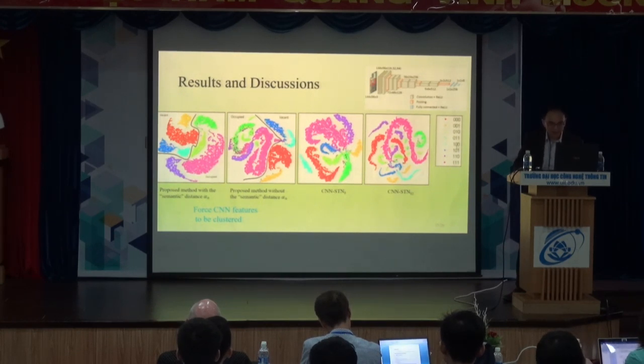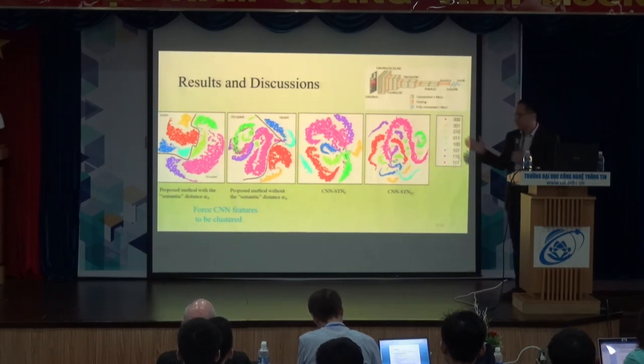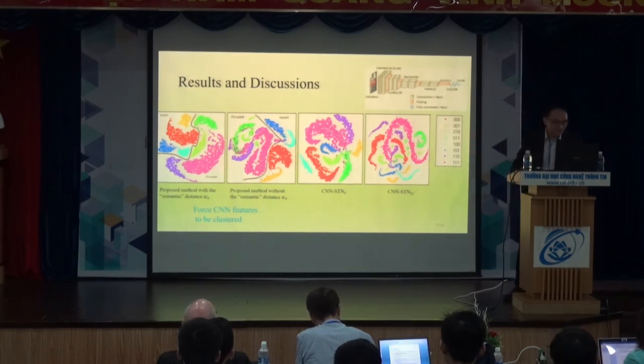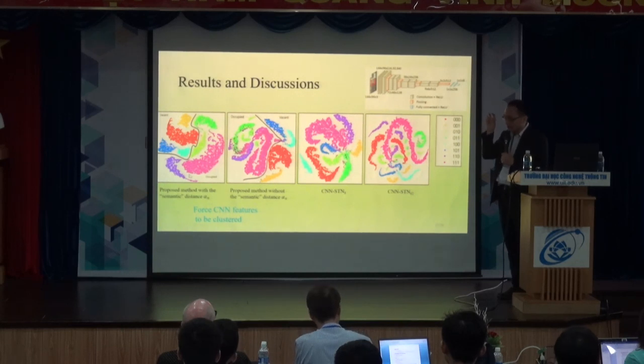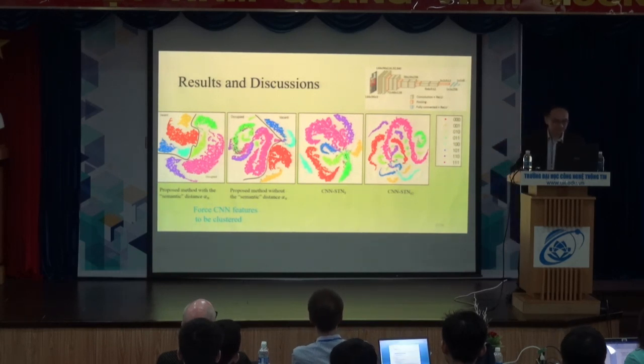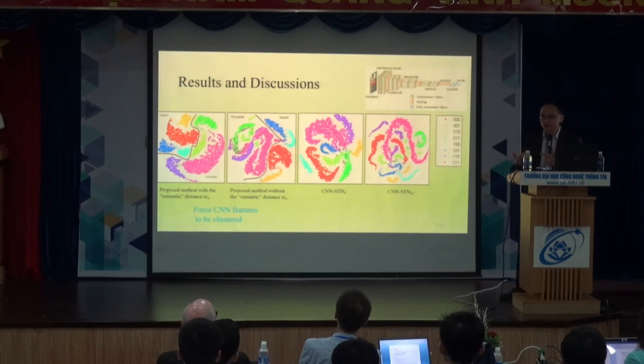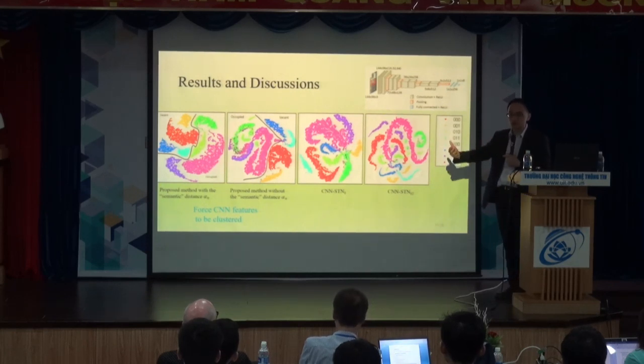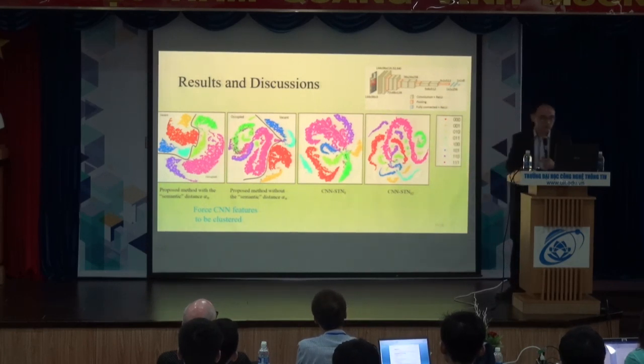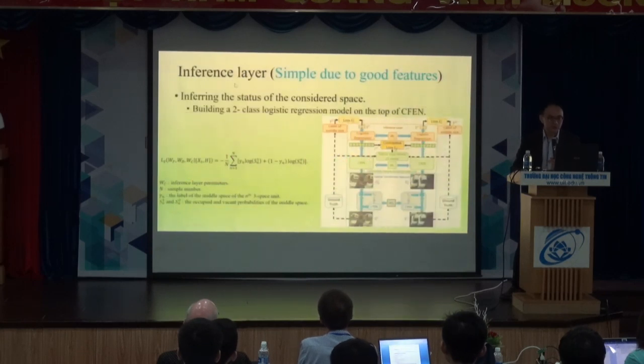If you look at them, the middle space is always zero. That means this part, the middle space, their status are zero, and right-hand side, their middle space, their status are one. So if you have this kind of feature, very good feature separating each other, next, when you do the status inference, you don't need a very complicated framework anymore.